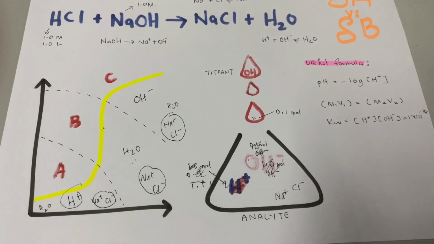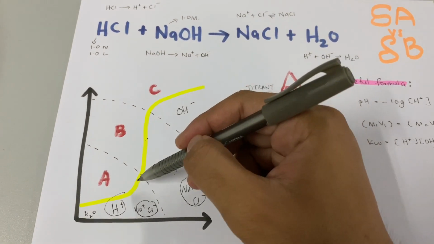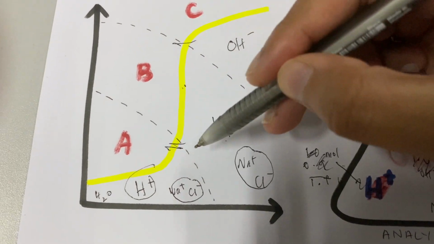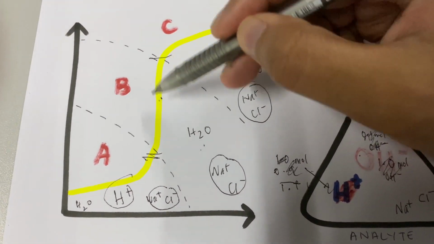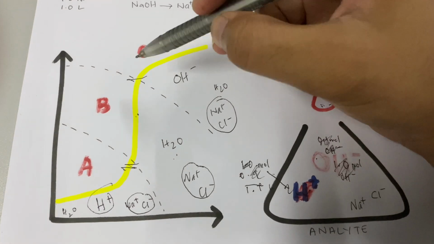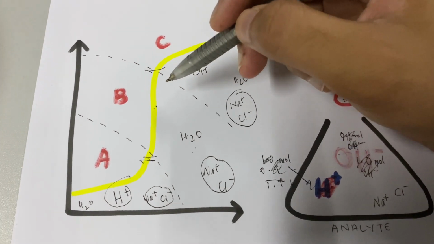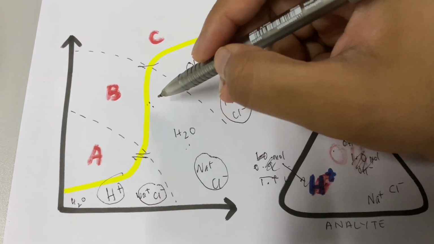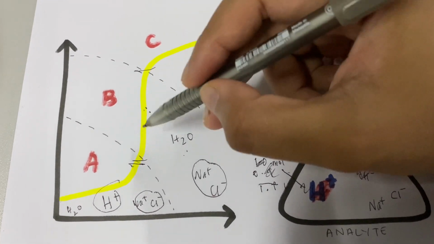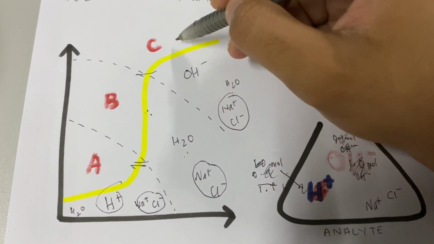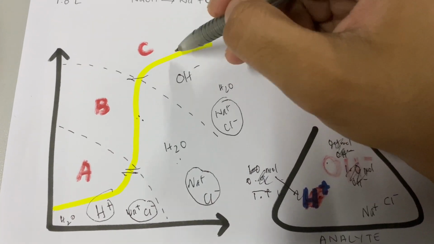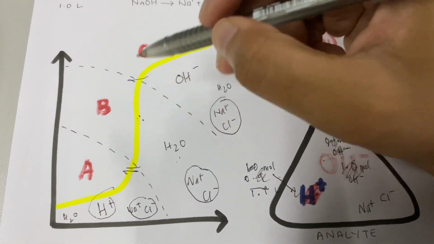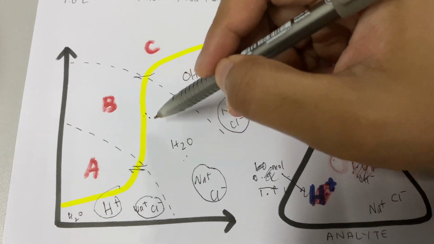Okay, and then for the indicator, we will choose an indicator along this vertical region. Along this vertical region, the color change must be along this region also. We will choose an indicator whose color change is as close to the equivalent point as possible, and it must be at this vertical line. If you choose an indicator at this region here, it is not suitable because it is already basic. It doesn't actually show where the pH changes.